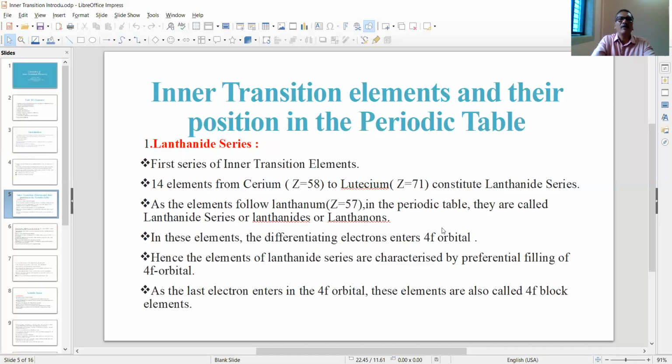As the elements follow lanthanum, atomic number 57, in the periodic table, they are called the lanthanide series, or the lanthanones. In these elements, the differentiating electron enters the 4f orbitals. That is why these elements are characterized by preferential filling of the 4f orbitals. And as the last electron enters the 4f orbital, these elements are also called the 4f block elements.